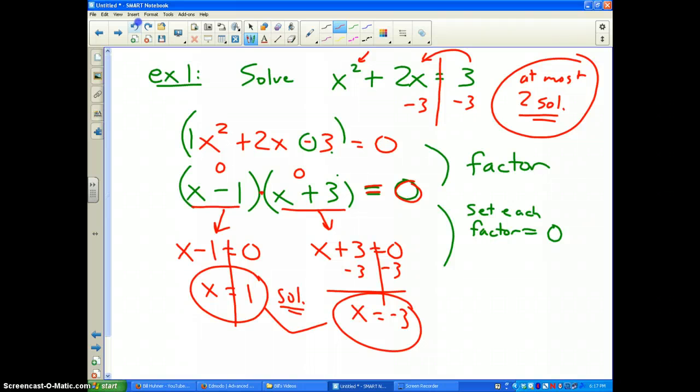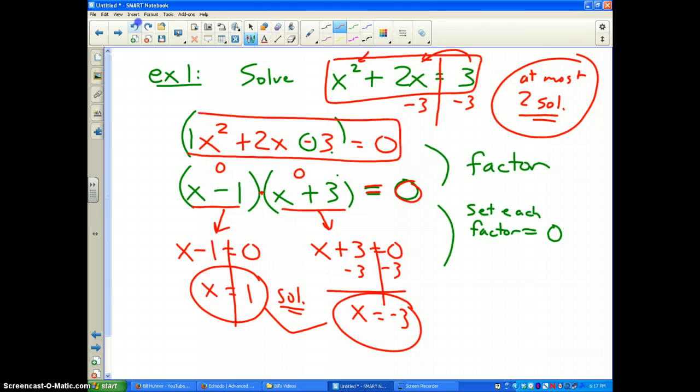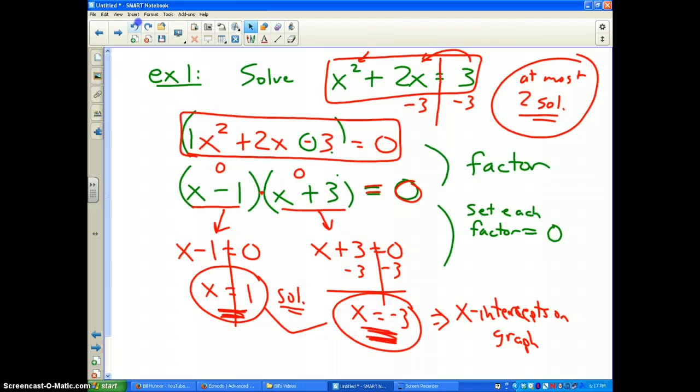And by the way, if this problem looks familiar to you, it's the same exact one that I did for you on the last video for graphing. And if you remember right, these were the 2 x-intercepts. These are the same as the x-intercepts on the graph. So people, you get the same answer either way, either by factoring or by graphing. Let's look at another one.